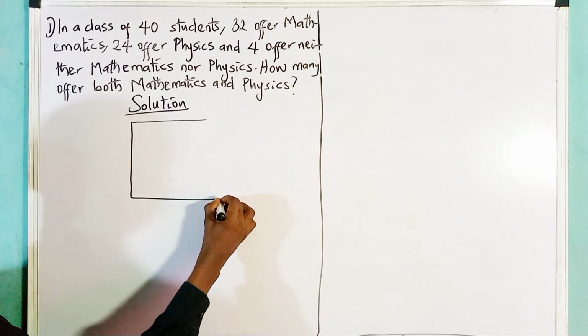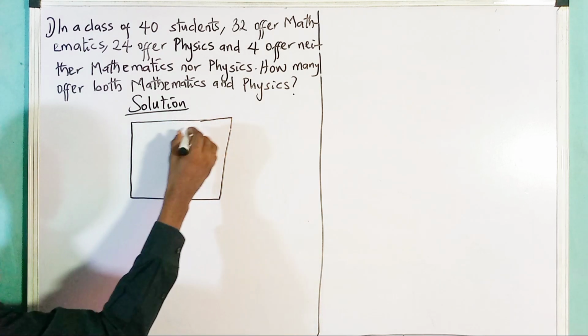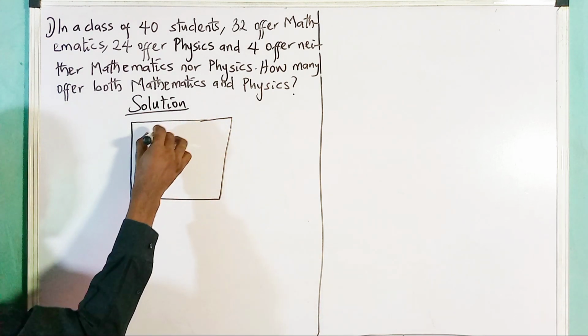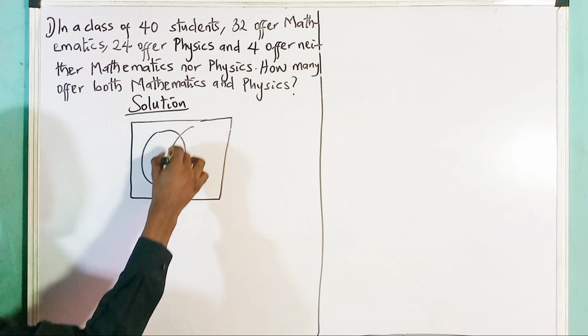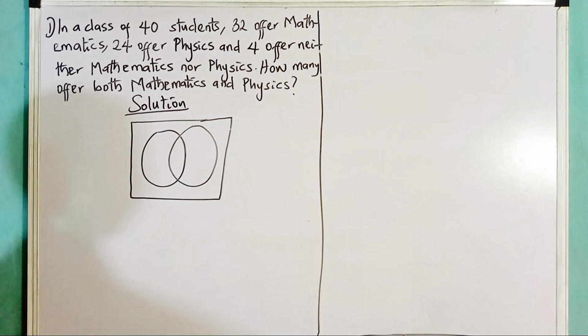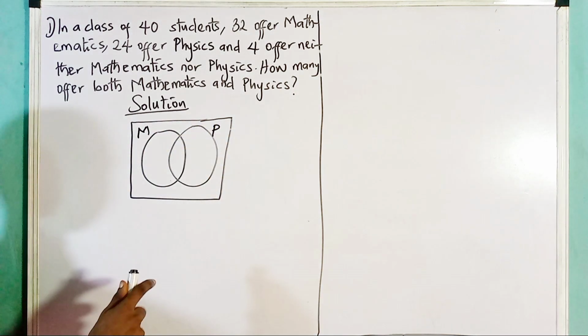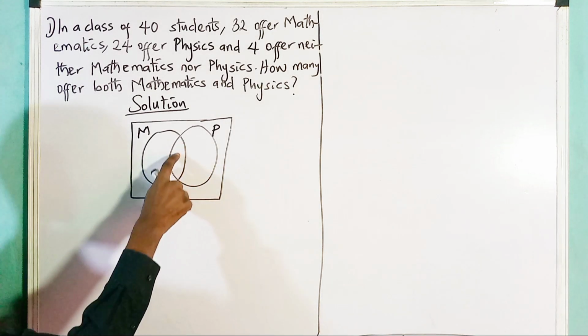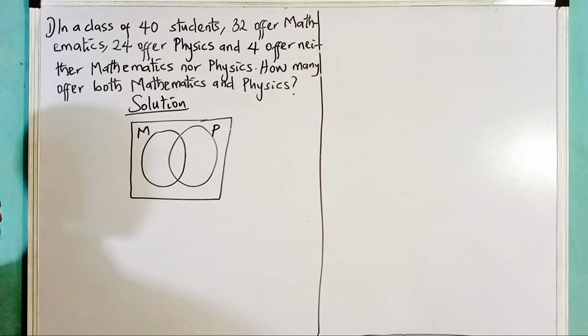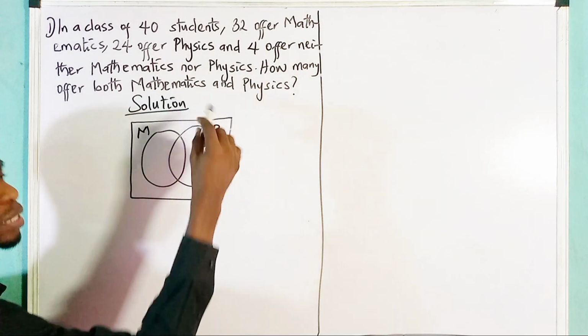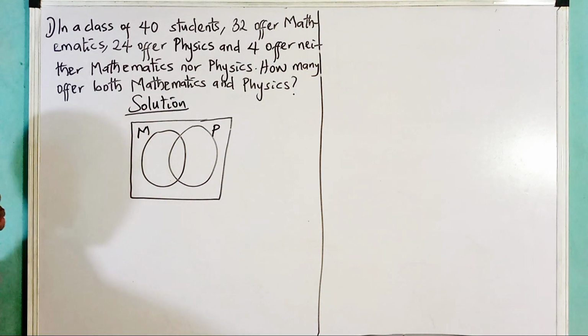This is a Venn diagram, and it has two subsets. Now, the subsets are, in this question, mathematics and physics. Those are the subjects we are looking at. So we can label this M for mathematics, P for physics. This middle point is how many of them are offering both mathematics and physics. However, that is the problem we are trying to solve. We don't know it, right? So let's call this X.